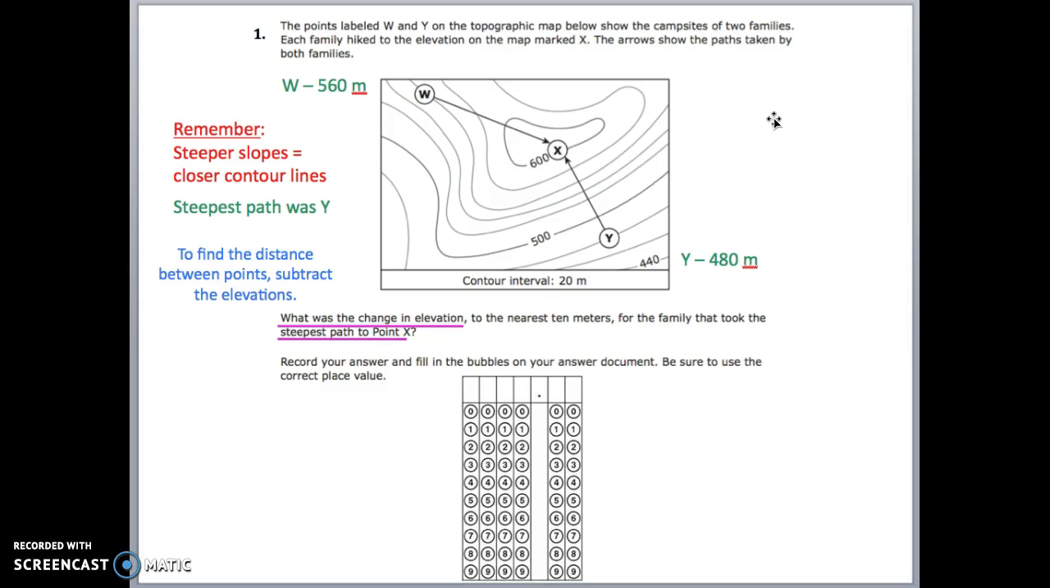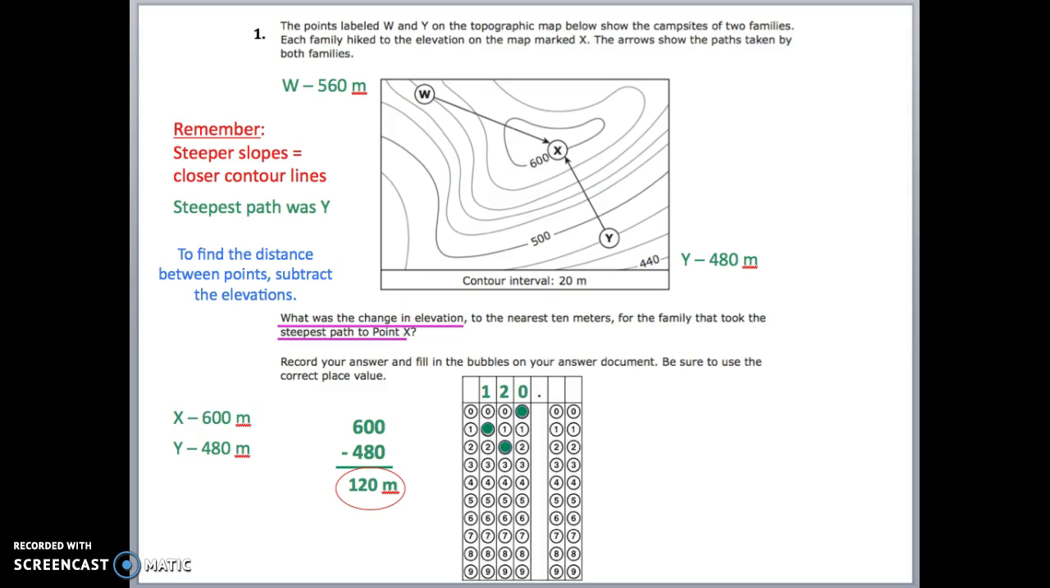So to find the distance between points, we're going to subtract the elevations. Point X is at 600 and point Y is at 480. So our family needs to travel from an elevation of 480 to 600. To solve for this, we need to subtract. So 600 minus 480 gives us 120. If subtraction is not your strong point, another way you can do this, start at point Y and count by 20s. 20, 40, 60, 80, 100, 120. They've reached 120 meters as their distance.